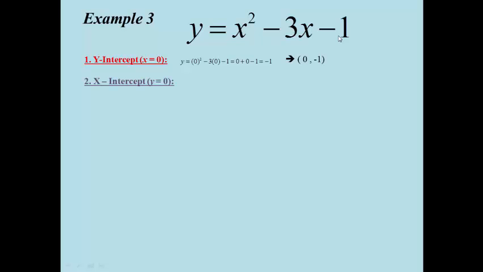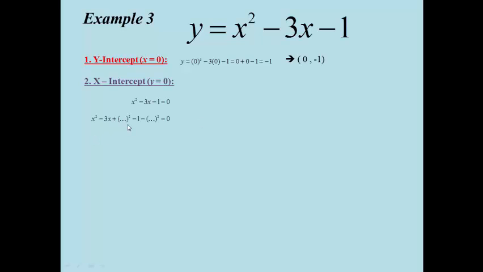Now, the x-intercept here has a bit more work than the previous example. Here we put y equals 0. It's x squared minus 3x, take 1. I look at the factors of 1. No, 1 and 1 don't make 3. So therefore, I've got to go through the process of completing the square.